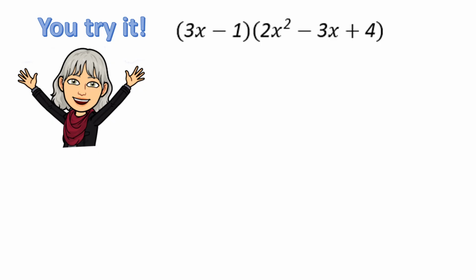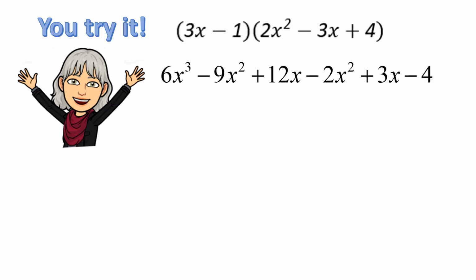All right, so we're going to distribute. So you're first going to distribute that 3x to the 2x squared. So I'm going to say 3x times 2x squared. I'm going to multiply the numbers in front, and I'm going to add the exponents. Then I'm going to multiply the 3x times the negative 3x. So I'm going to get negative 9. X times x would be x squared because I'm adding the exponents. And then I'm going to multiply the 3x by the 4, so I'm going to get 12x.